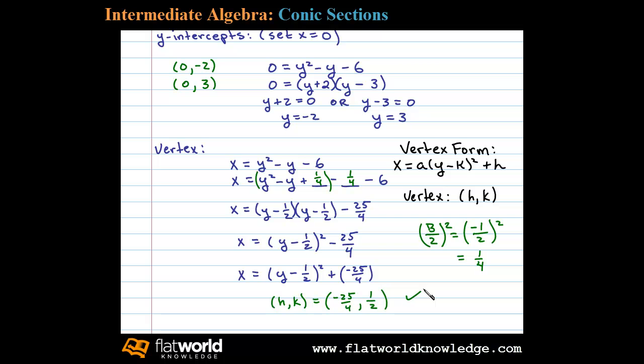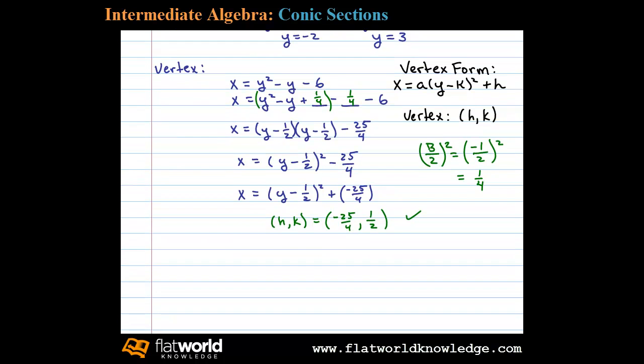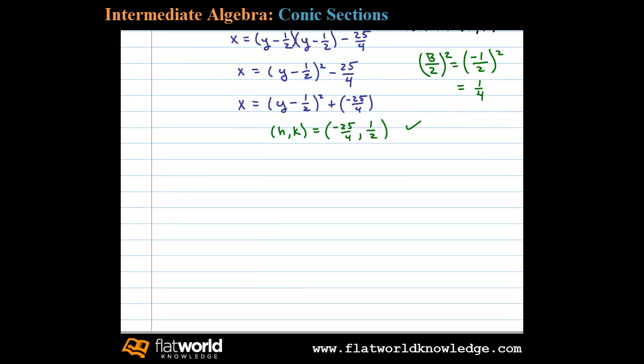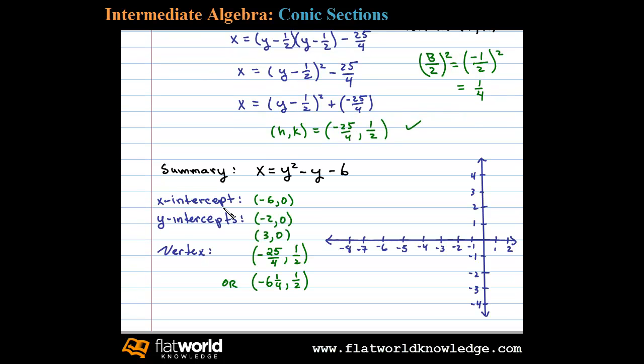Okay, once we have our x and y intercepts and our vertex, we're ready to graph this. Okay, so remember we found the x-intercept to be at negative 6, comma 0. And then we found the y-intercepts, one at, let me fix this, 0, comma negative 2, and 0, comma 3, right? Get those reversed. Okay, so 0, comma negative 2 is here, and 0, comma 3 is there.